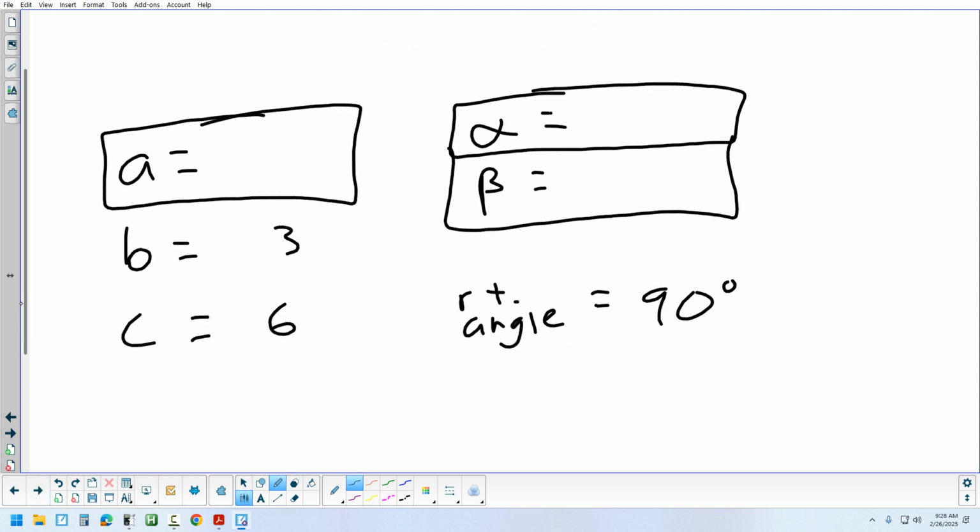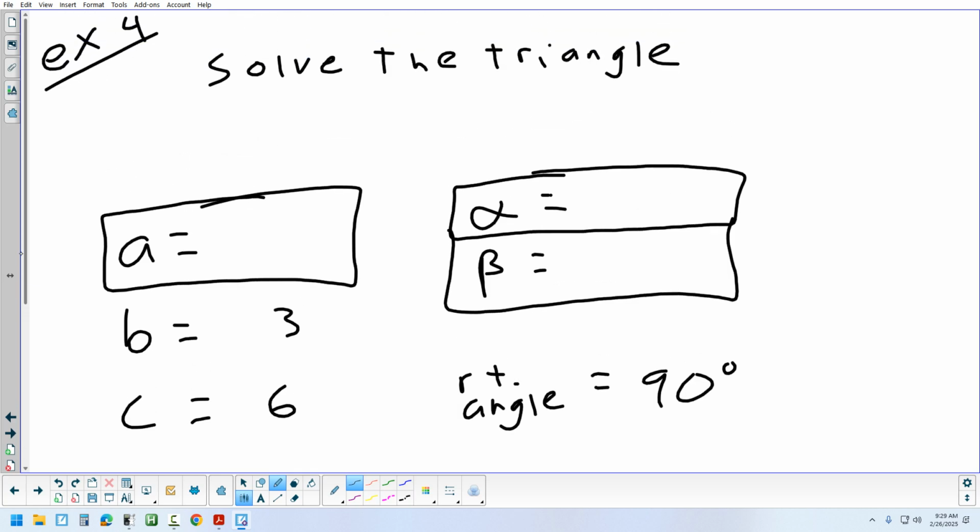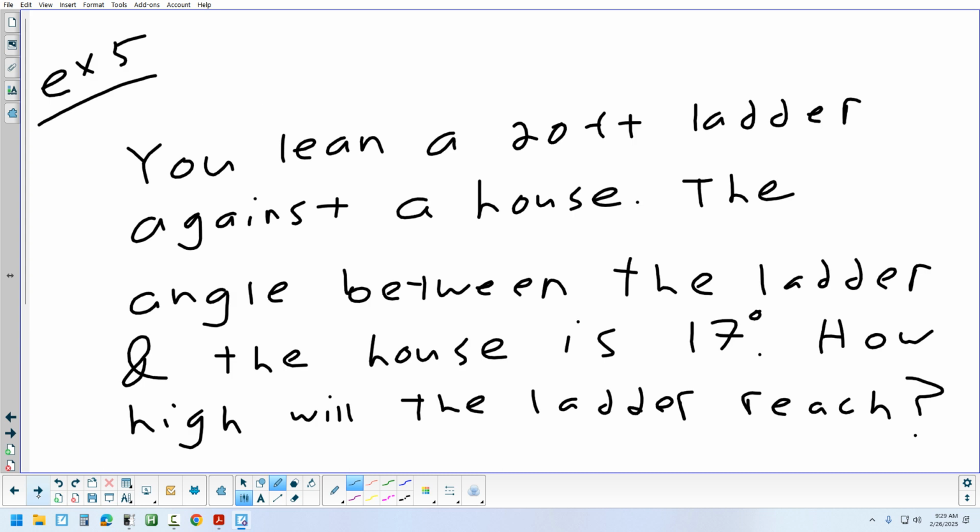Anybody have any more questions about the side-side case? Okay, what would be different on this one is they're giving you the hypotenuse, so it would not be a tangent problem. Okay. Sines and cosines. All right, let's try this one.